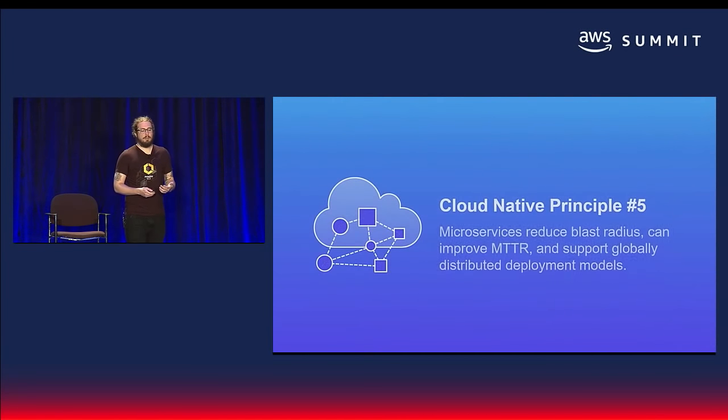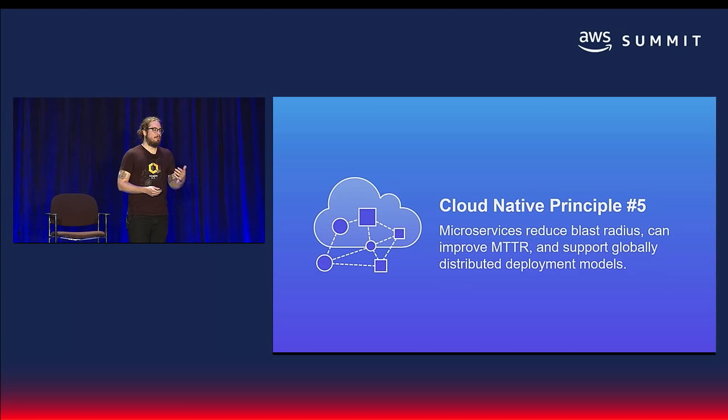So cloud native principle number 5, use microservices, basically. They reduce the blast radius. They improve your mean time to recovery when there is an issue. And they help you to establish a globally distributed deployment model by making it easier to distribute only one piece of your application when you need to.